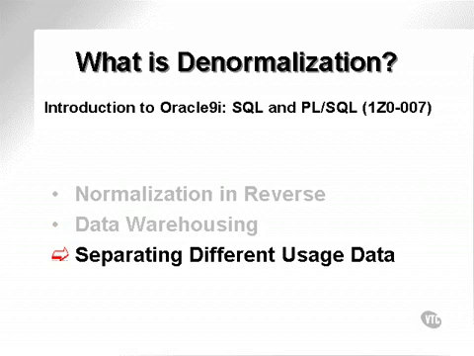I like to put another subject area into denormalization as well. It's not really denormalization and it's not really normalization, and that is the area of separating different usage data. What do I mean by separating different usage data? What I mean is, for instance, taking highly active and highly inactive or historical data and separating those two types of data into different parts, different tables, different databases, whatever you like.